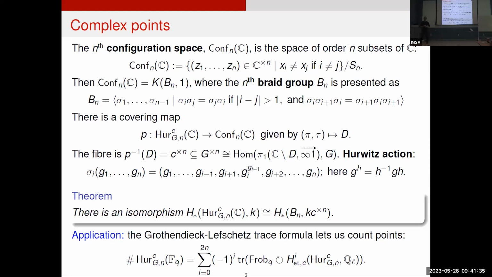Consider it as a local system. Yeah, I mean, consider it as a representation of the braid group.